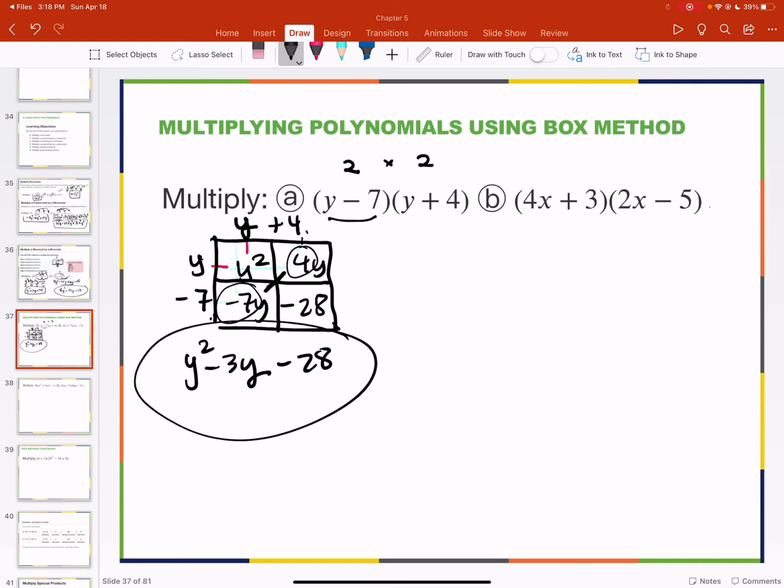It helps you see your stuff. And then especially when you get to larger polynomials, it's easier to combine like terms because then you can cross out the boxes or what have you. So let's do another one here.